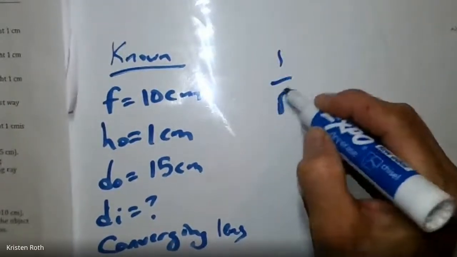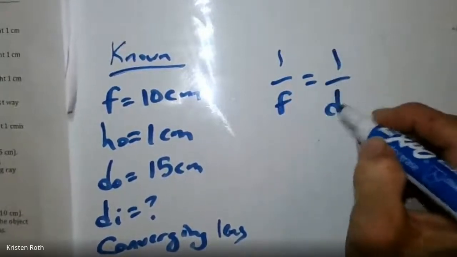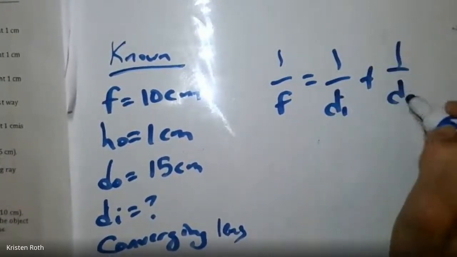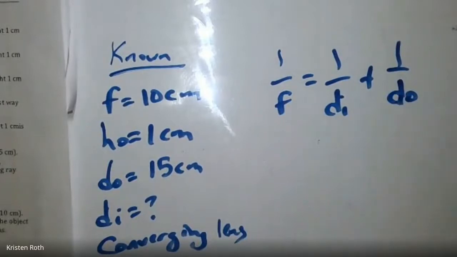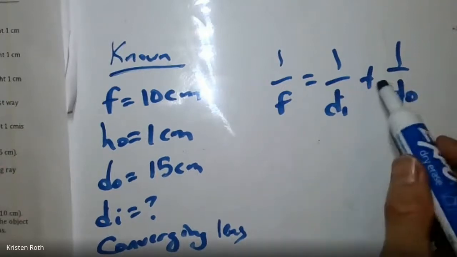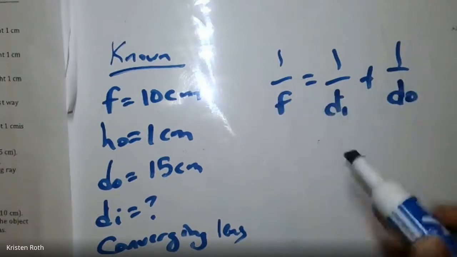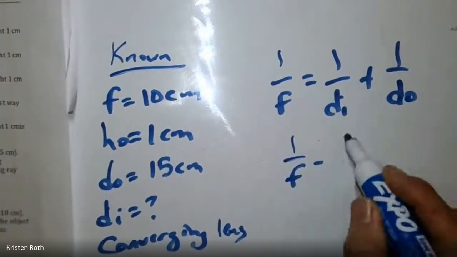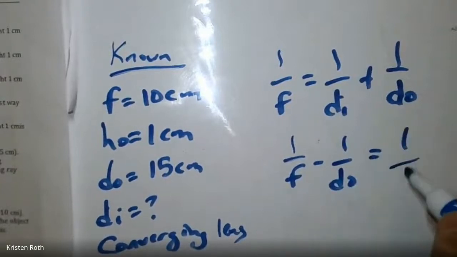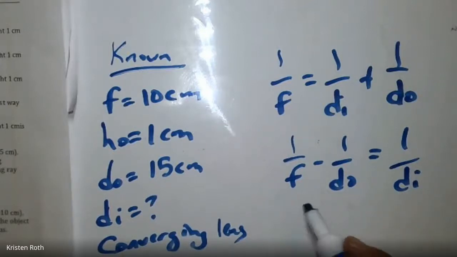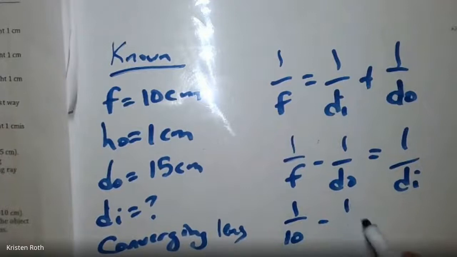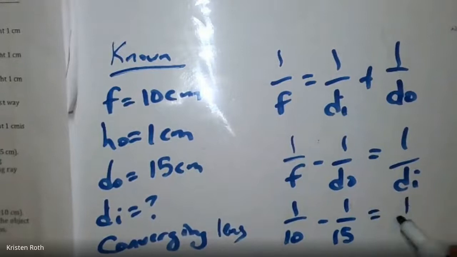Okay? And now let's start with our formula. So 1 over f equals 1 over di plus 1 over do. Like I did not do last time, I'm going to isolate for it first. We are looking for di. So again, we have to get rid of this on this side. So how do we get rid of it? We take it away. Whatever you do to one side, you're going to do to the other. All right, now we've got it. Now we can fill it in. So 1 over f is 1 over 10 minus 1 over 15 equals 1 over di.